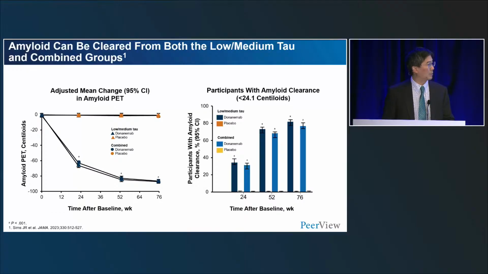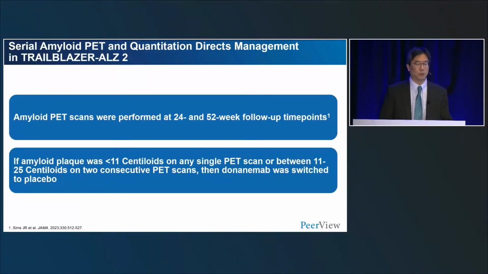And they did something that hadn't been done before. In this phase 3 trial, they actually used amyloid PET to monitor and then manage patients, like we're used to doing in oncology. Amyloid PET scans that had a centiloid score of less than 11 would result in stopping the donanemab. And if there were 2 consecutive scans with centiloids between 11 and 25, that also would result in a switch to placebo, with the very logical assumption that if you've become negative for amyloid in your brain, what's the use of continuing to give therapy that may cause side effects?